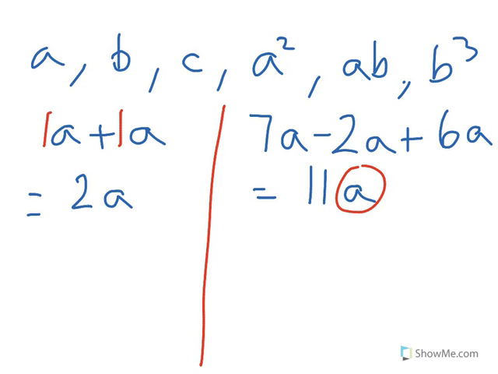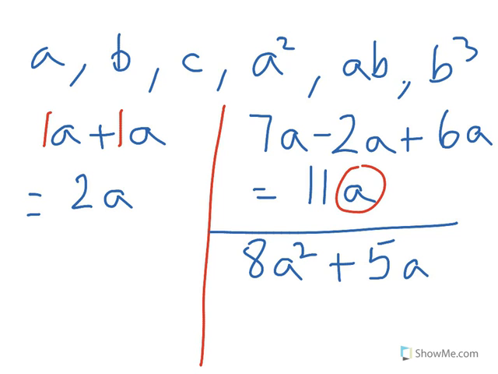And in the same way, if you were adding 8A squared and 5A squared, nothing is going to happen to the A squared. The A squared family are going to stay as A squareds. So the answer to this would be 13A squared, not A to the power of 4.